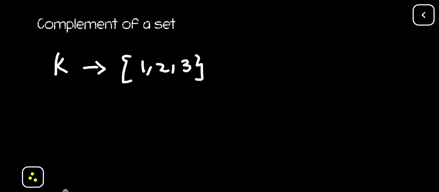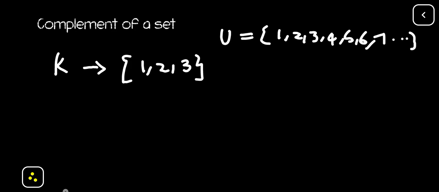Understand that if you have any set, say K, now this is a set that has elements in it. So let's say we have elements like 1 2 3. Okay, and let's say we have a universal set somewhere, U, with elements 1 2 3 4 5 6 7 and on, let's say all the natural numbers, but K says 1 2 3.